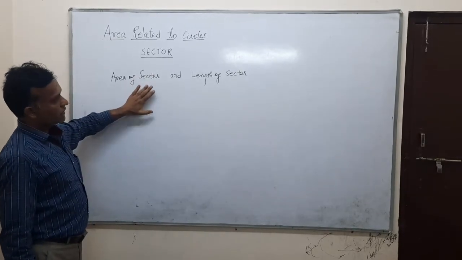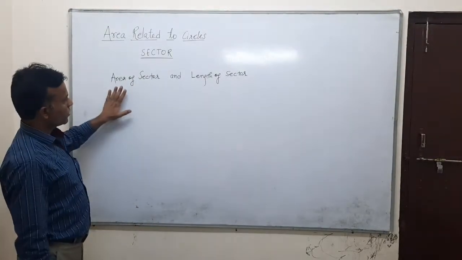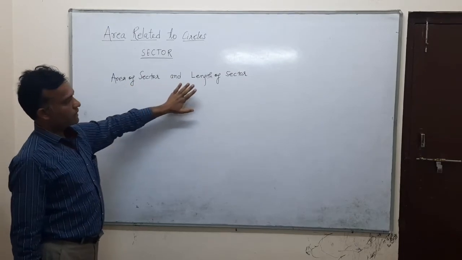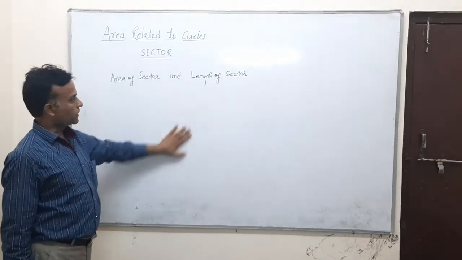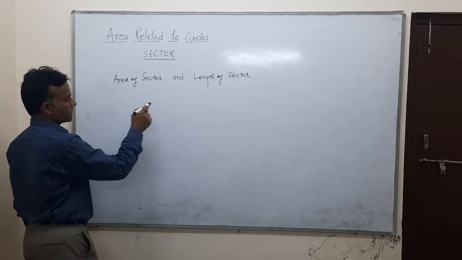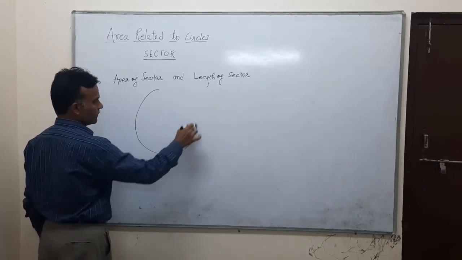So previously here we discussed the circular ring, and now here we discuss the sector: area of sector and length of sector. Alright, there are two topics here. Area of sector first we will discuss, and then we discuss the length of sector. Okay, so first, what do you mean by the sector here? So here we draw the circle.